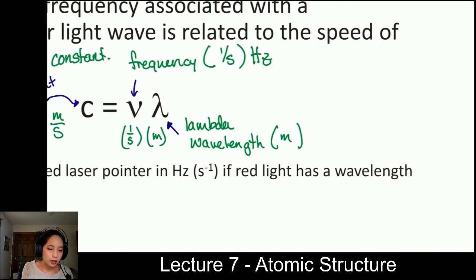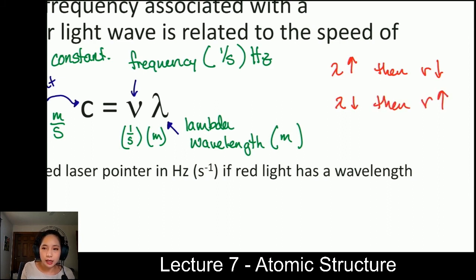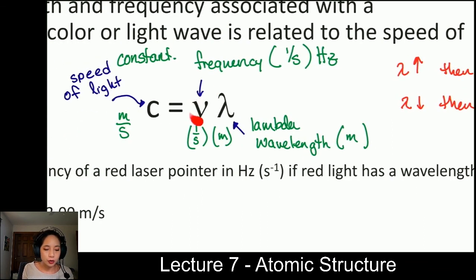So maybe I can write that here. When lambda is big, then frequency will be small. When lambda is small, when you have a short wavelength, then frequency will be big. And that's a consequence of this equation where these two factors equal a constant, which is the speed of light.